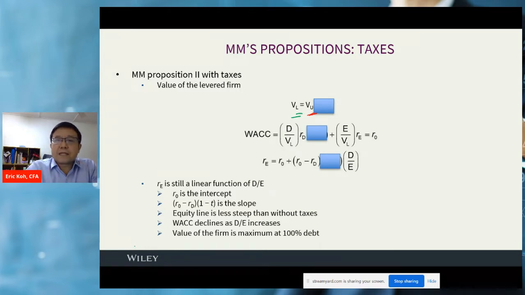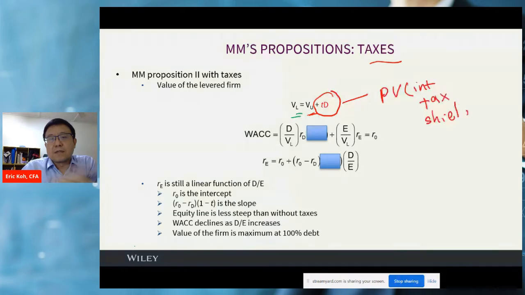So now, if there are taxes, what happens? Let's see. If there are taxes, we need to add on this item, which is what we call the present value of the interest tax shield. There will be a few more slides in between. I just cut it short. In essence, what do we mean by this interest tax shield?